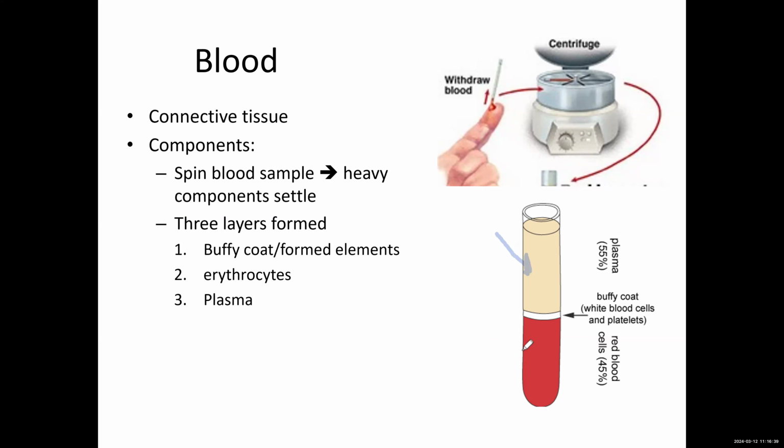On the bottom, you will have erythrocytes, your red blood cells, and they will be about 45% of the volume. The buffy coat is going to be the formed elements. This will be white blood cells and platelets. And on the top, you will have plasma, which is about 55% of whole blood.